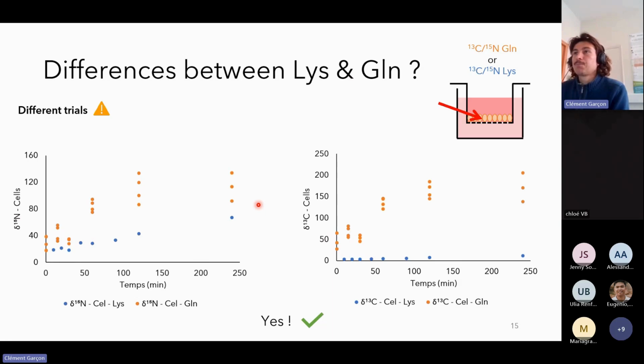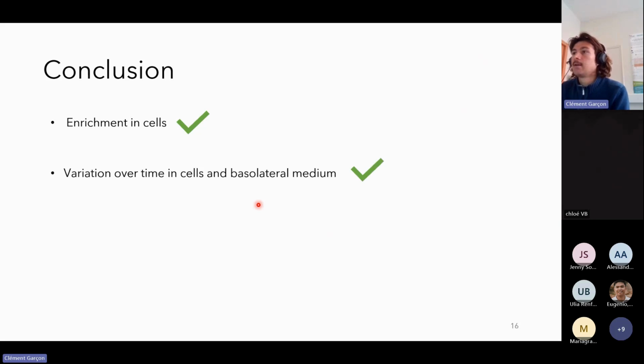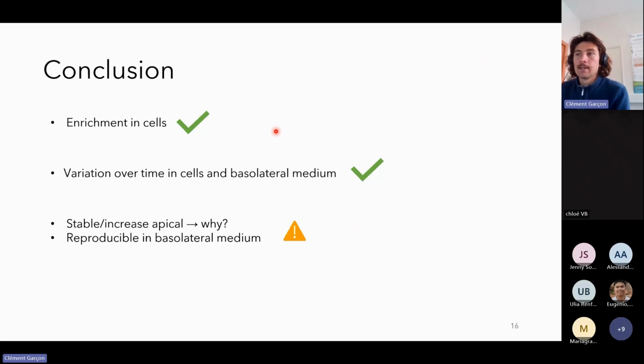So just to conclude on this, it's still a method we are developing, but we already have some interesting results. We were able to measure the enrichment in the cells and to see an evolution over time. Similarly for the basolateral medium, we see a clear increase over time. So these are interesting results. We need to dig in to go a bit further in the interpretation.